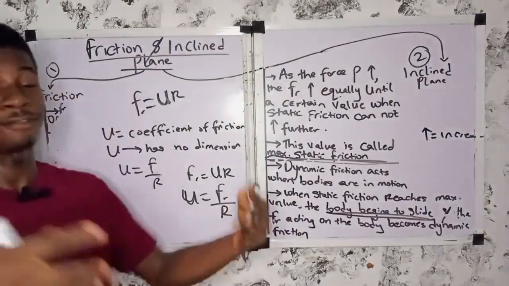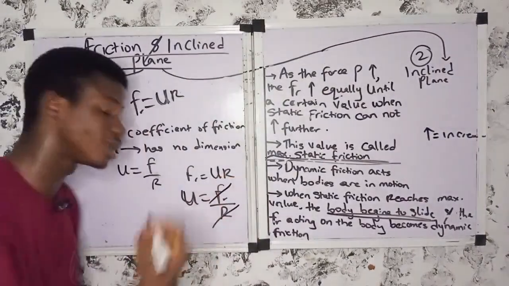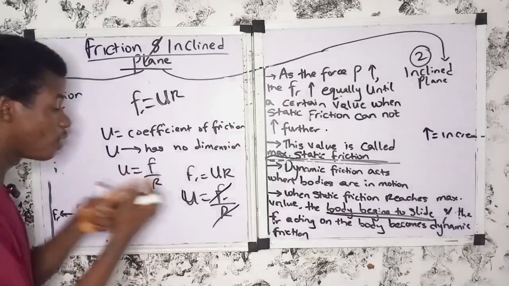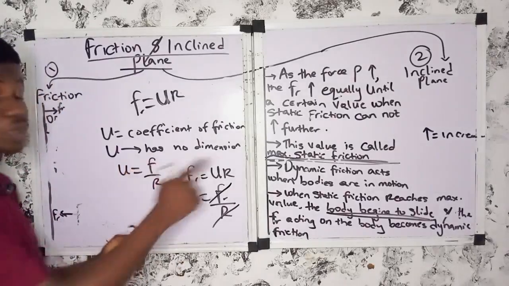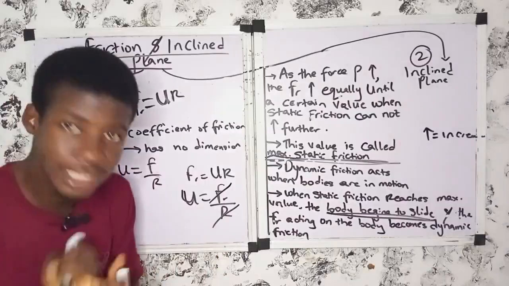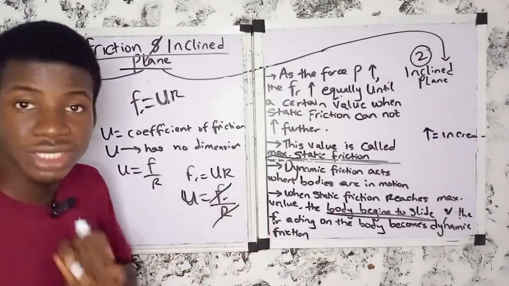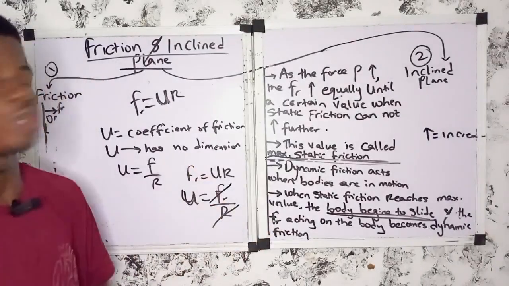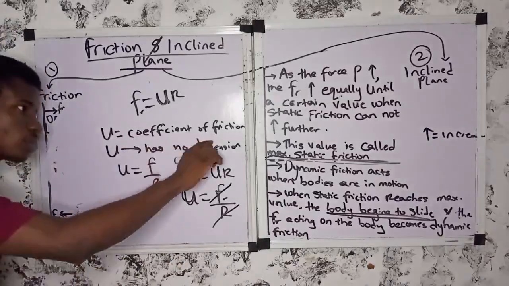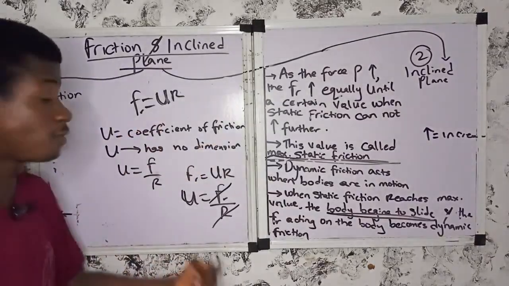Frictional force is a force, so both of them cancel each other. This is why the coefficient of friction has no dimension. Yes, it has no dimension. It has no SI unit. Okay, so U is what is known as the coefficient of friction.